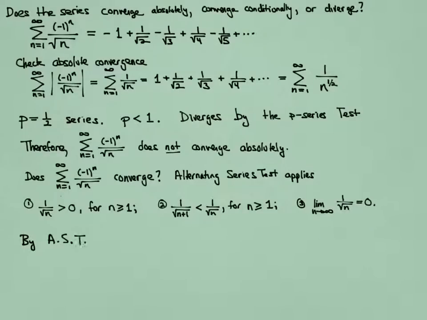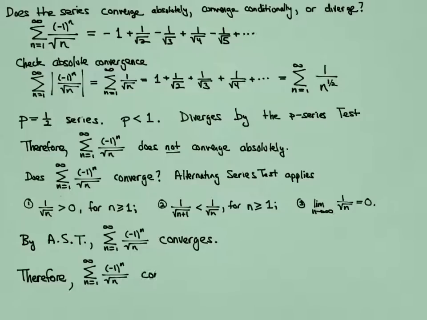Those are the three conditions that are required of the alternating series test. So by the alternating series test, the series that I started with, the alternating series, converges. Because the alternating series converges, but the series with positive terms does not converge, we say that the series in fact converges conditionally.